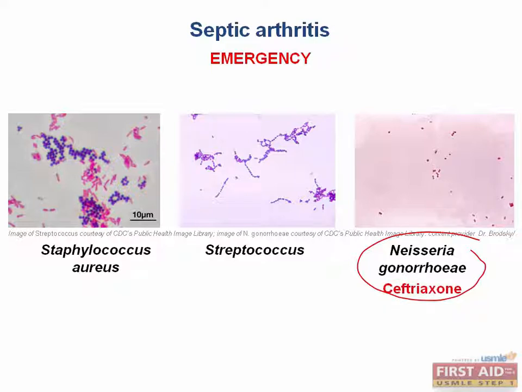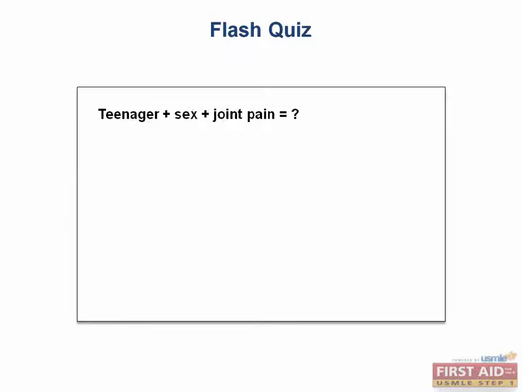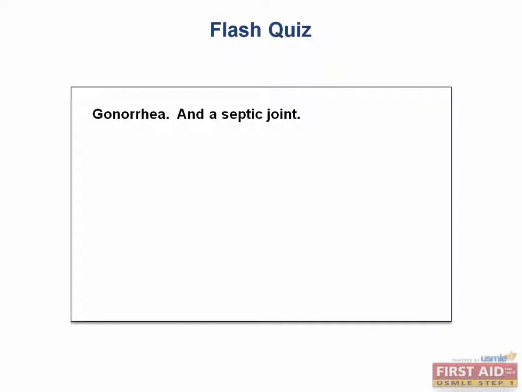Very good, ceftriaxone. What else should you be suspicious of? Well, chlamydia and other STDs. When you see the teenager and joint pain in question, your brain should automatically go to this. Flash quiz. Teenager plus sex plus joint pain equals gonorrhea and a septic joint.